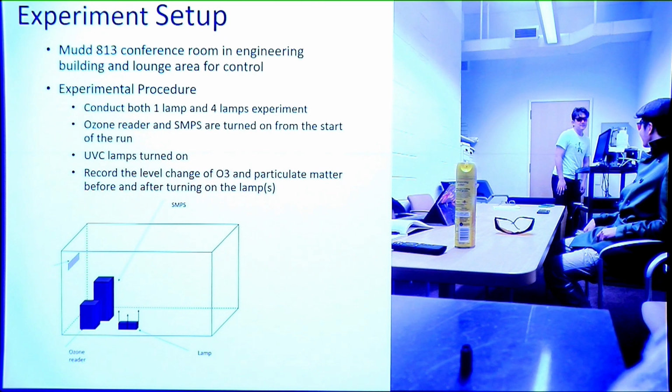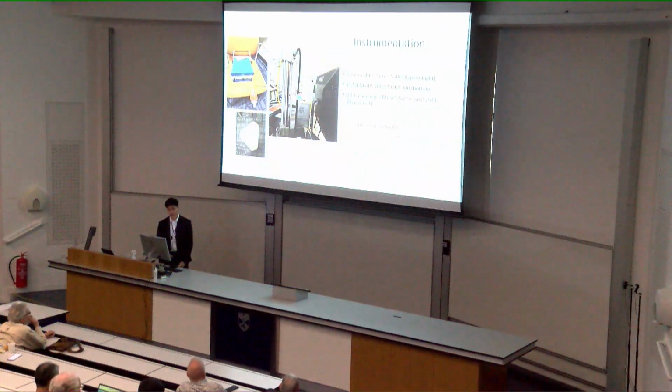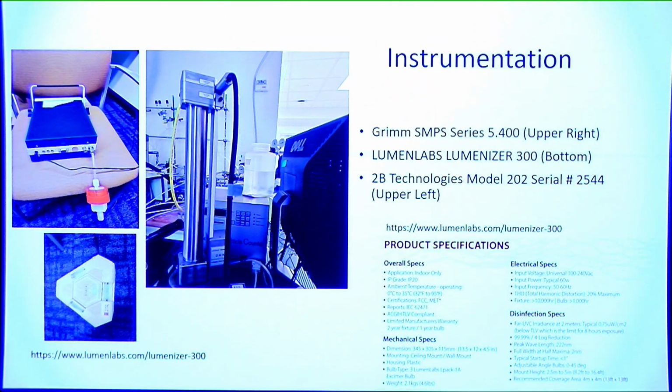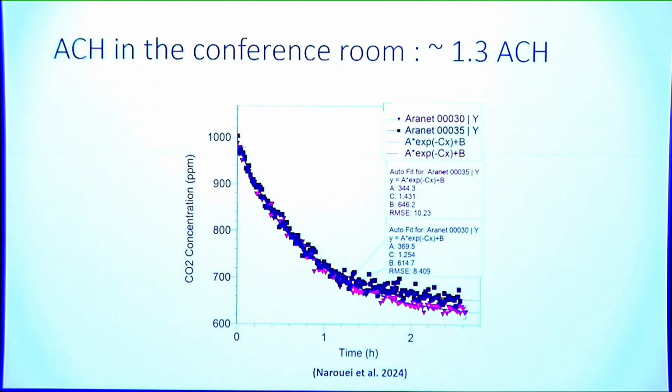And here's a rough layout of our conference room and the fixtures and instruments. In this study, we used the GRIMM SMPS 5.4 for ultrafine particulate matter level detection, the Lumen Labs 300 as shown before, and finally the 2B Technologies Model 202 for ozone level detection at the top. We also determined the air change per hour rate, which is around 1.3.